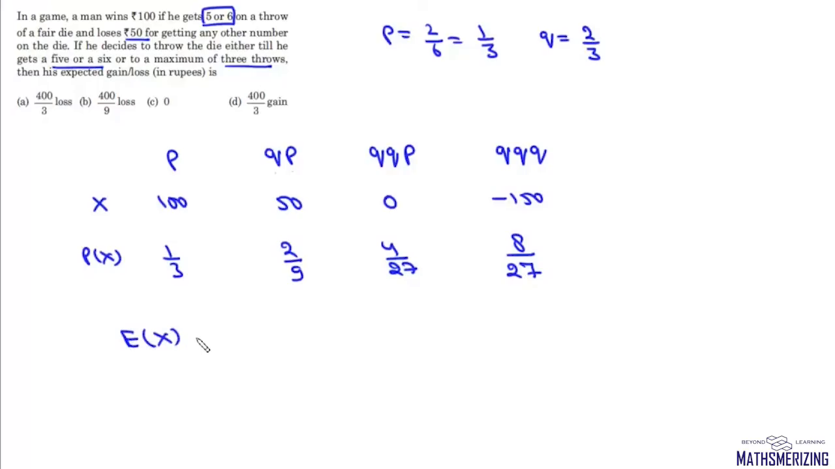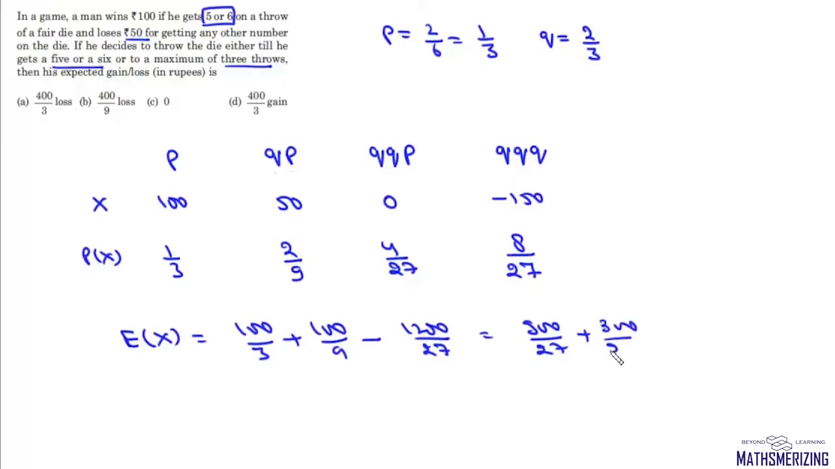So expected value of this random variable x will be 100 by 3 plus 100 by 9 minus 1200 by 27. Now this is 900 by 27 plus 300 by 27 minus 1200 by 27, which is 0. So expected value is 0.